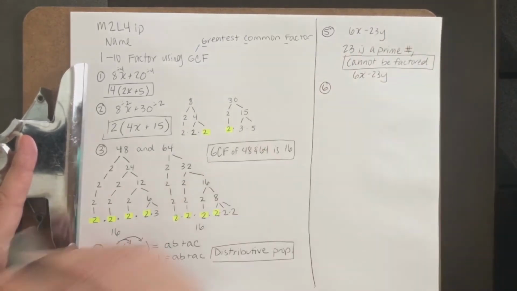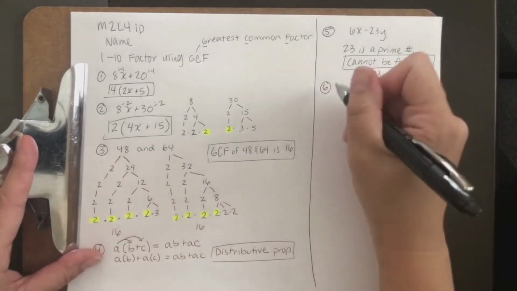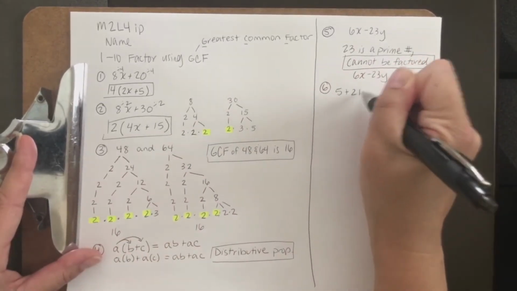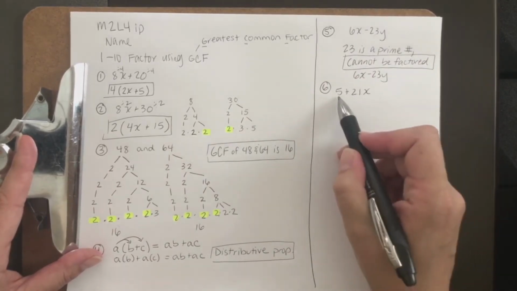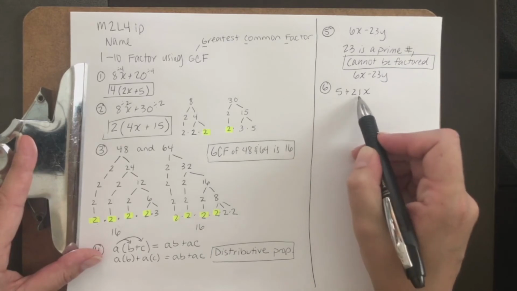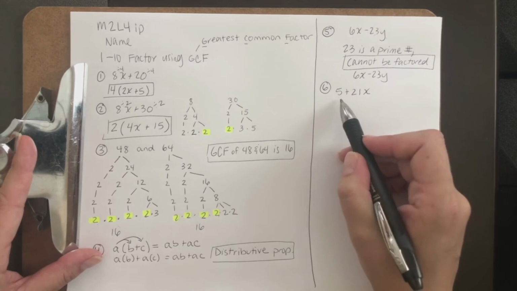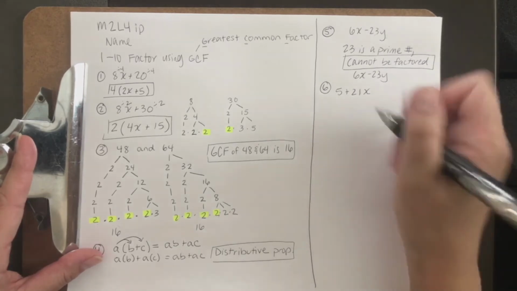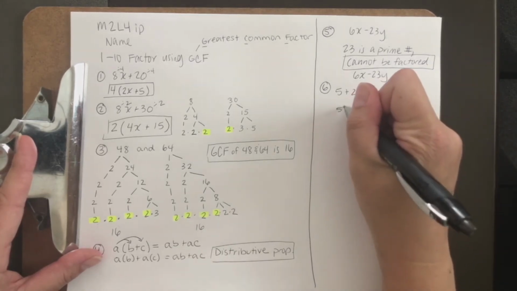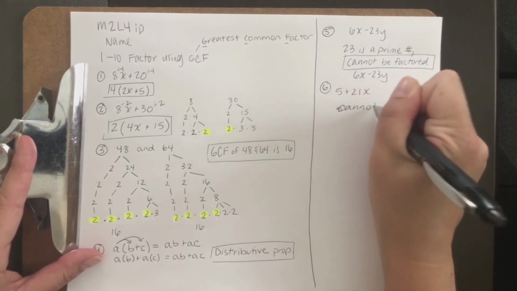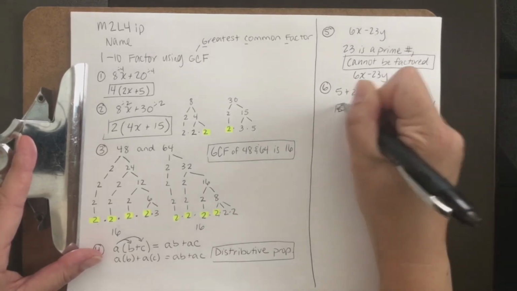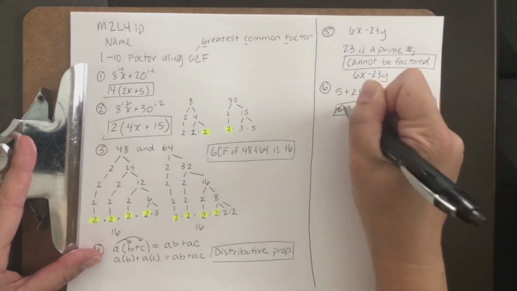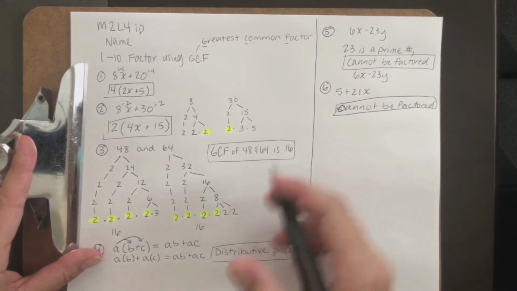Number 6. 5 plus 21x. Well, we're going to run into the same issue here. 5 is a prime number, and 21 is not divisible by 5. So there's nothing we can do here. We'll just say cannot be factored. It's already as factored as it can be.